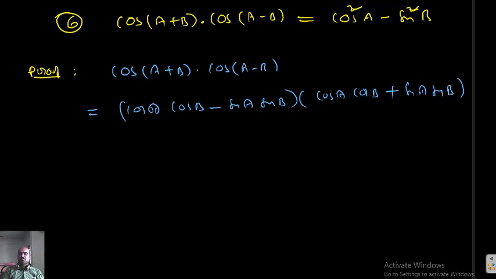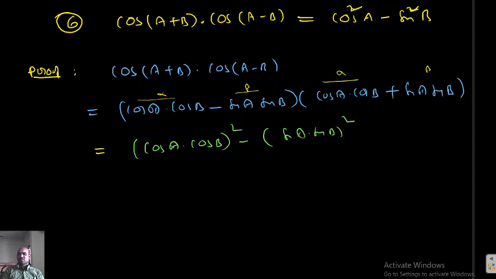Students, observe, this is just like alpha and this is just like beta. Alpha minus beta into alpha plus beta is alpha square minus beta square. So that is cos a into cos b whole square minus sin a into sin b whole square, which is the same as cos square a into cos square b minus sin square a into sin square b.